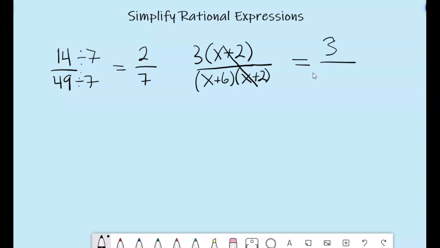And then x plus 6 at the bottom here. And here we say that x cannot be equal to -6 because if it becomes that, the denominator becomes 0. So that's the condition that we have to put in there. You don't really need to do that, but I need to let you know here. Let's look at more examples.